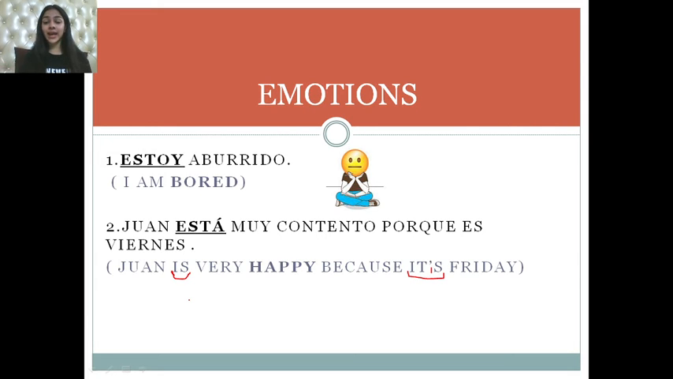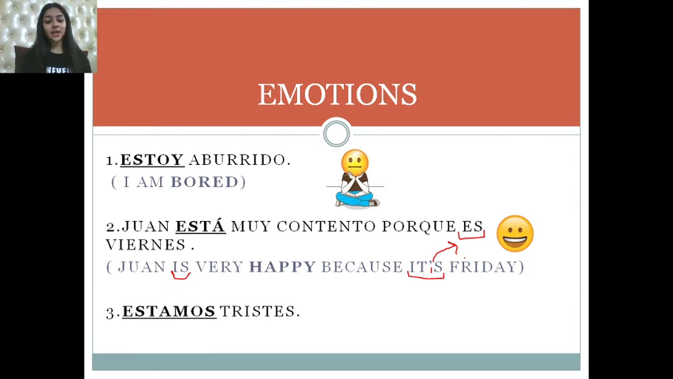Now, it is Friday. As I mentioned while telling you about the verb ser, whenever you are using the verb ser, we use it with descriptions, occupations, characteristics, time, date, and origin. So here we are talking about a day, right? So that is the reason why we'll be using the verb ser here. Okay. So here we are talking about time, date, and day. That is the reason why we are using the verb ser instead of the verb estar. Okay.